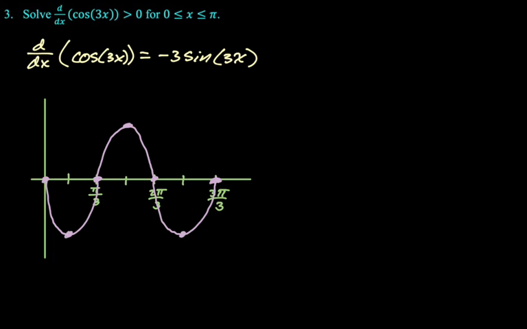So we're looking for greater than 0. That's going to be between pi over 3 and 2 pi over 3. So that's going to be our answer. Pretty good question. It shows the technique of graphing.